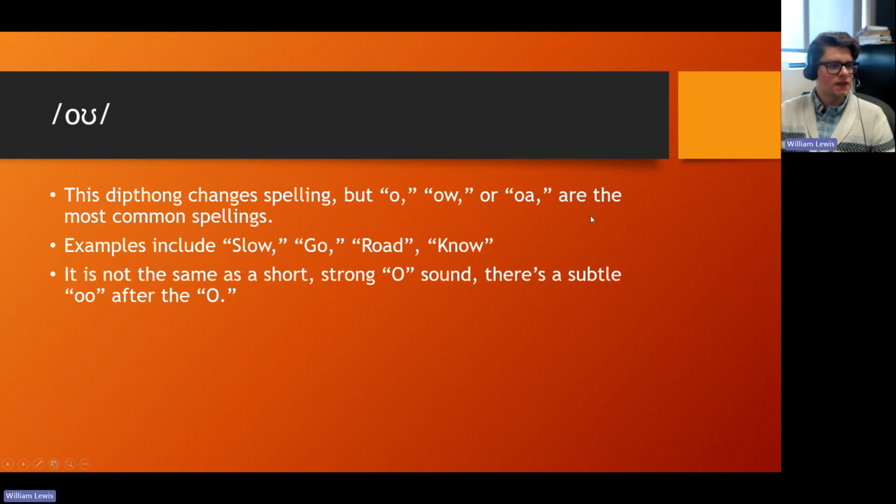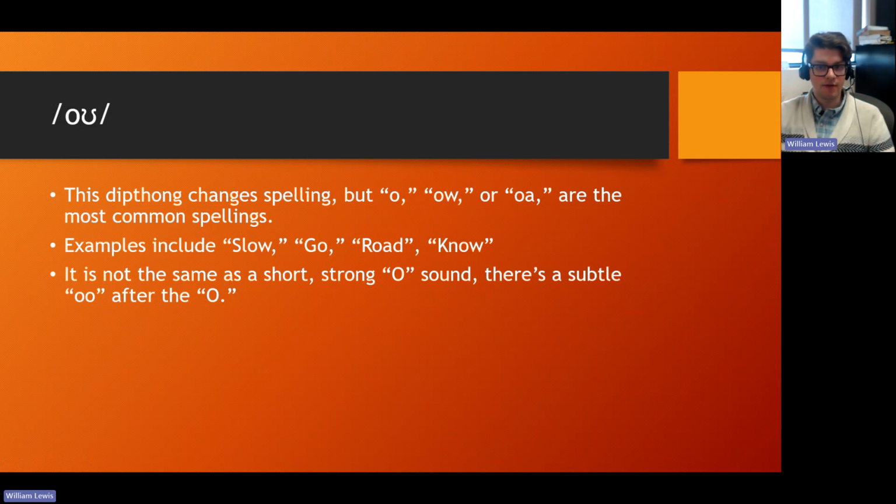The next one is O, and it's most commonly spelled with an O, an OW, or an OA. And examples include slow, go, road, and no. And it's not the same as that short, strong O sound.